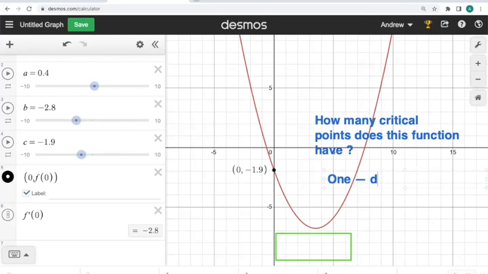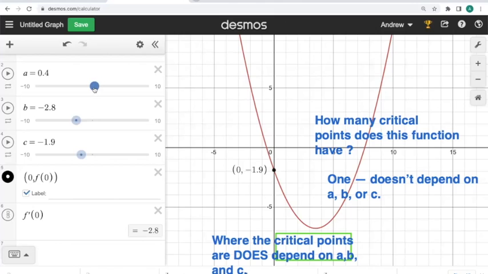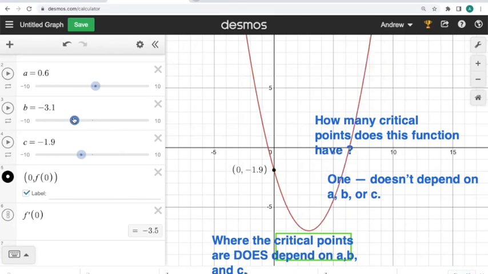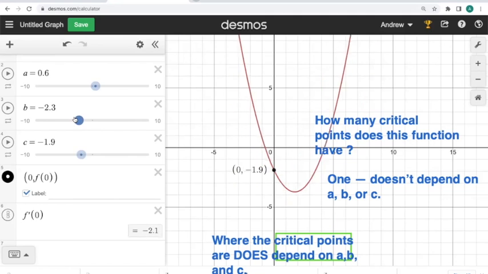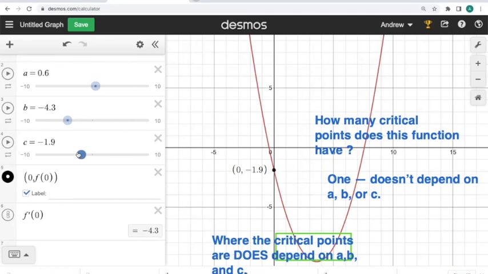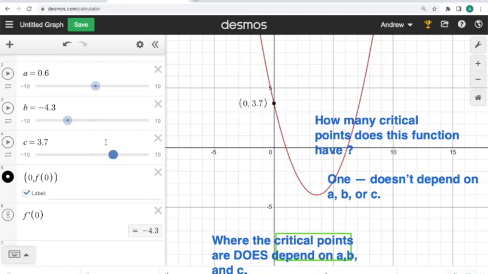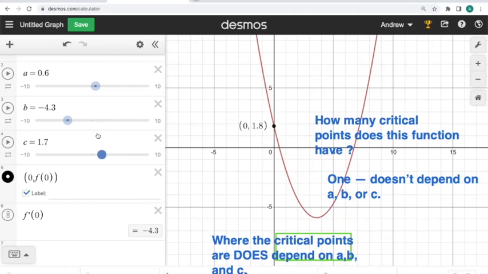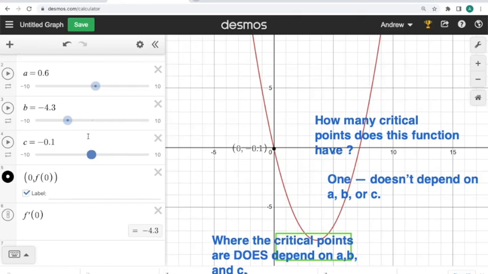So there's one. This doesn't depend on A, B, or C. But where the critical points are does. Well, maybe it depends on all of these parameters. Let's see. Yeah, the critical point is moving with A, the critical point is moving with B, the critical point is moving with C. Although the X value isn't changing when I change C, and that's kind of interesting. Only the Y value.